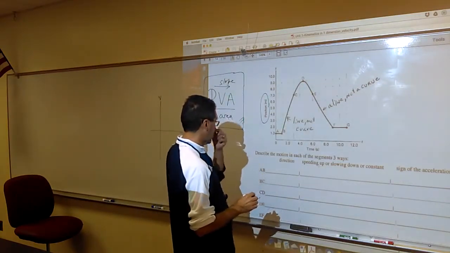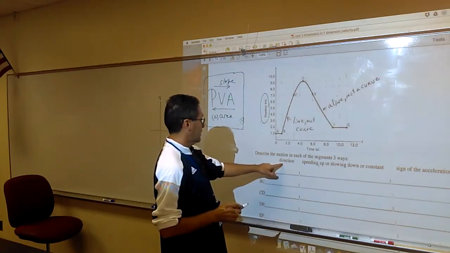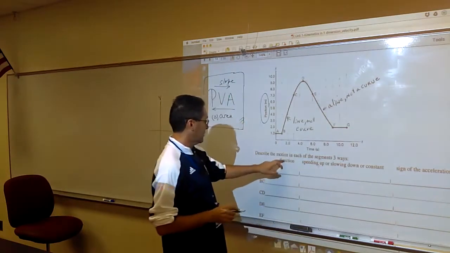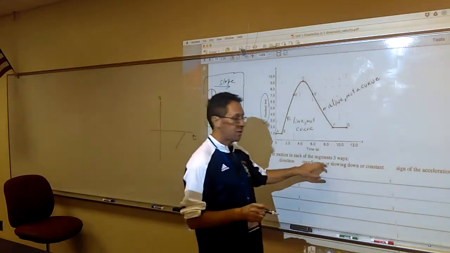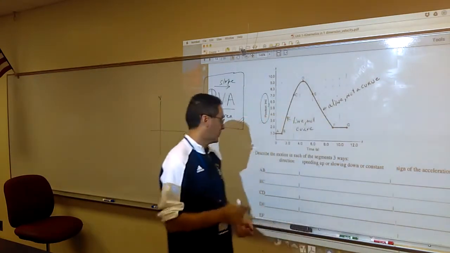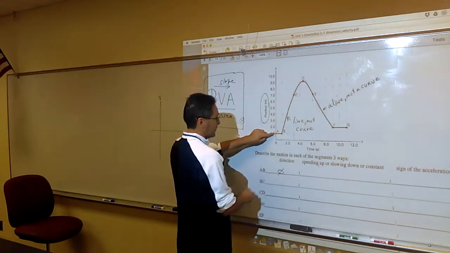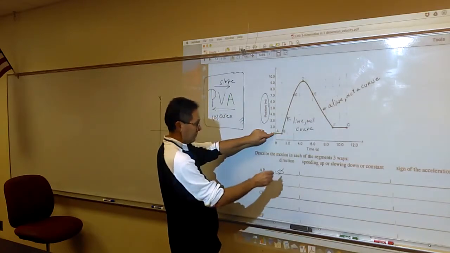Now here it says describe the motion in each of the three segments, three ways. You have to figure out what the direction is, whether you're speeding up, slowing down, or you're going at a constant velocity, and is your acceleration positive or negative. From A to B, you're not going anywhere, right? And that's the same thing from F to G.